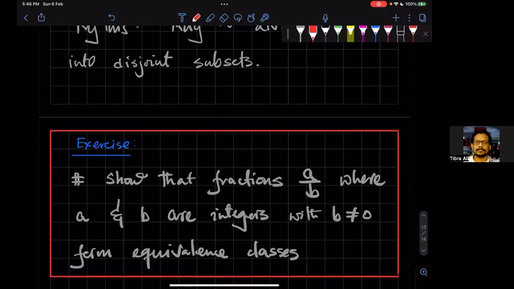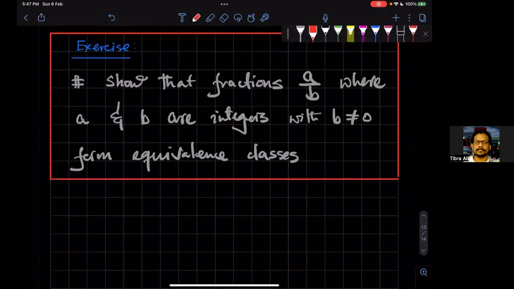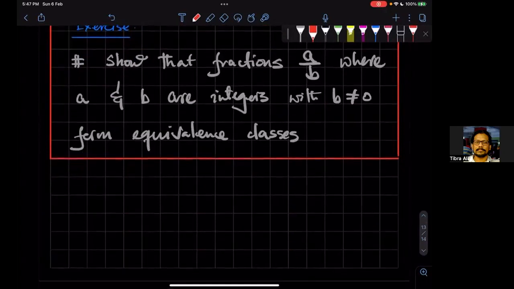Being a fraction, right? So is this the mathematical fraction like 1 divided by 2? Yeah, so for example, I don't know, 1 by 5 is equivalent to, say, 5 by 25, right? So it's basically this thing under division, the usual division and simplification, right? So show that this is an equivalence relationship, okay?